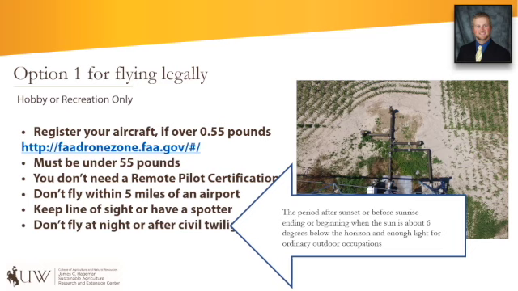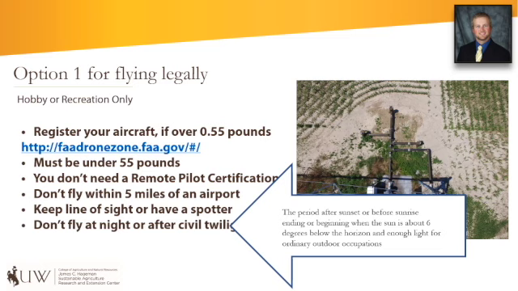The first option to flying legally is to fly under a hobby or recreation designation. You still must register your aircraft if it is over 0.55 pounds, and the website is there. The drone also must be under 55 pounds, and that would be an extremely large drone, but as technology increases, there's certainly the possibility of getting a drone that big. You do not need a remote pilot certification, which is the pilot license essentially for flying a drone. And you still have to follow the rules.